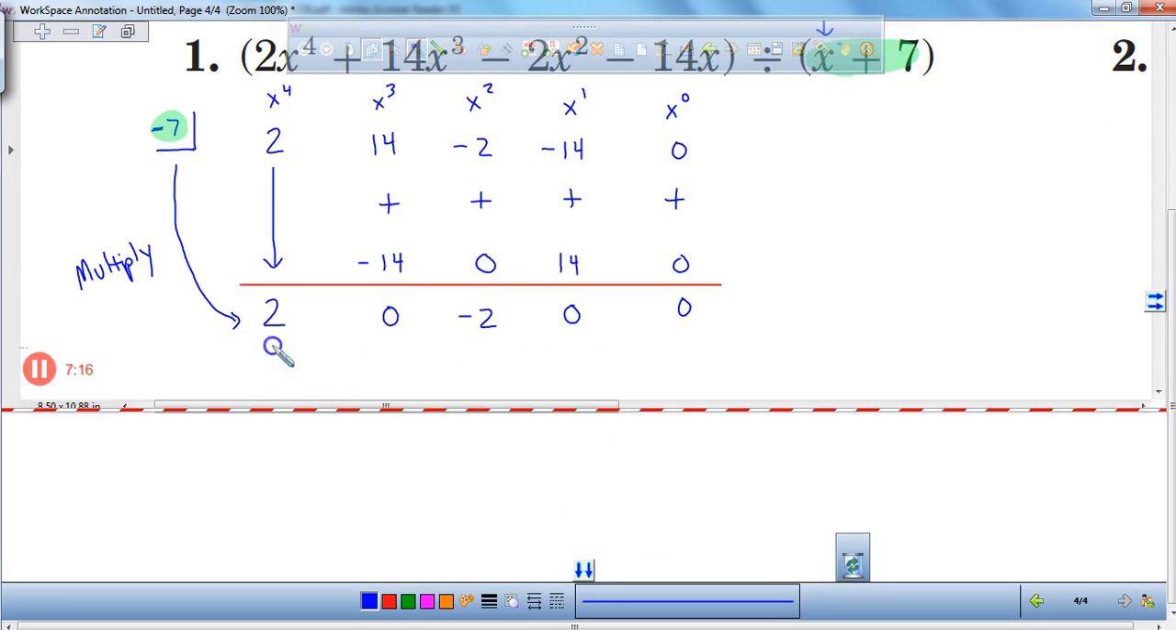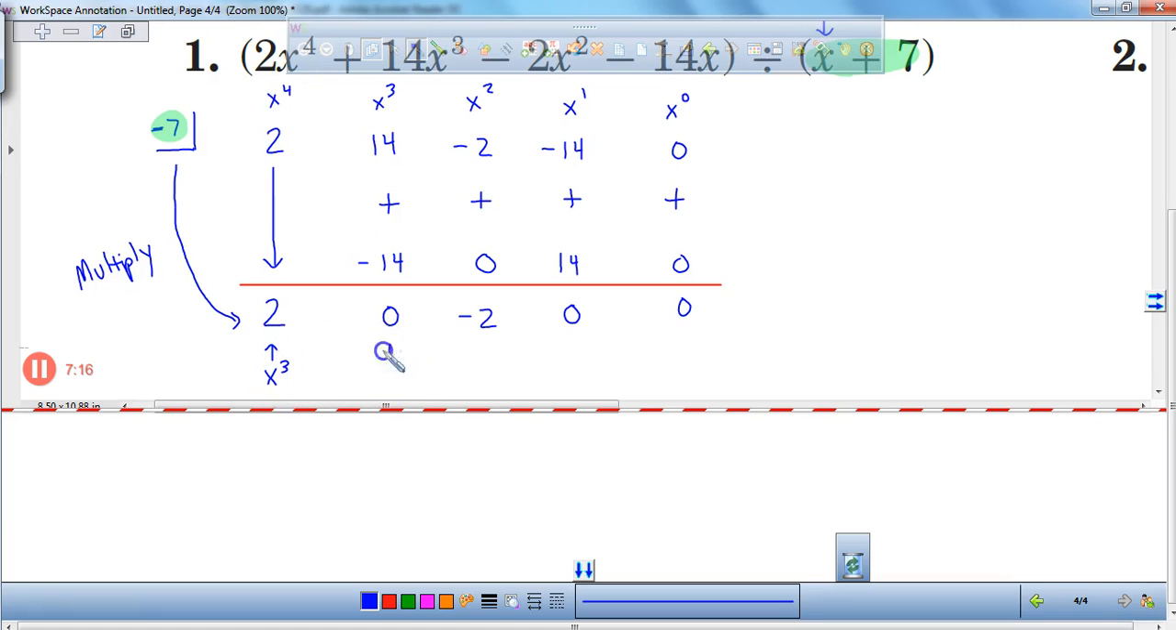Whatever number you started with, if it's x to the power of 4, this is always going to be depressed by 1. So this will always be x cubed, or 1 less than whatever that power is. So if that was a 5, this would be a 4. If that was a 7, this would be a 6. If that was a 10, that would be a 9. But right now it's a 4, so it's a 3.